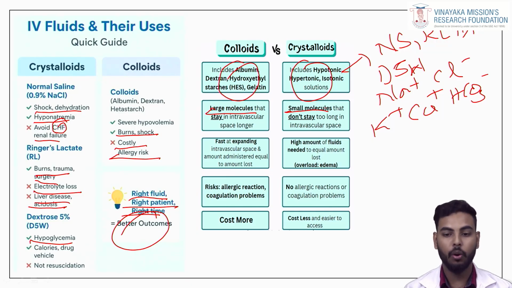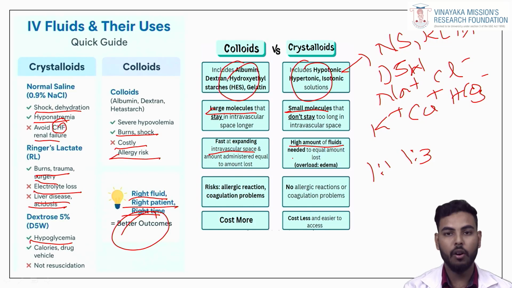Whenever we are giving a colloid solution, the same amount that is lost will be replaced, that is in a 1:1 ratio, or a 1:3 ratio for crystalloid solution. This I will be discussing in the fluid calculation part. So a high amount of fluids is needed to replace the ongoing losses.